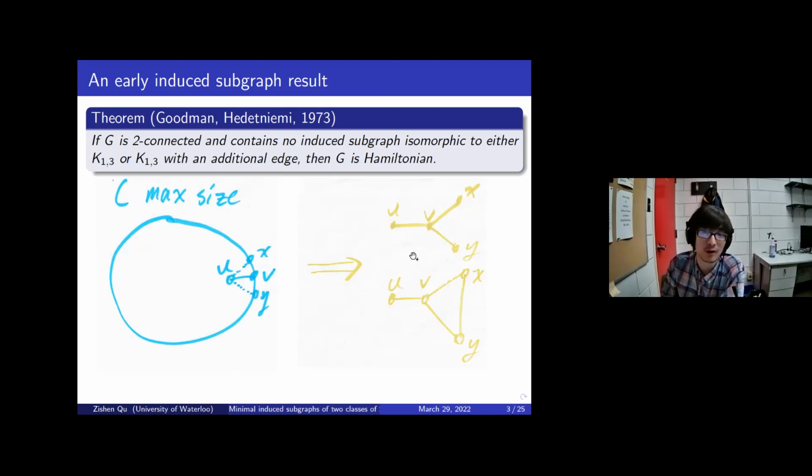We've actually determined all the pairs, whether or not they have edges, except for the pair XY. We know UX no edge, UY no edge. So if X and Y don't have an edge, then it's K_{1,3}. If X and Y do have an edge, then it's K_{1,3} with an additional edge. So this proof is very nice.